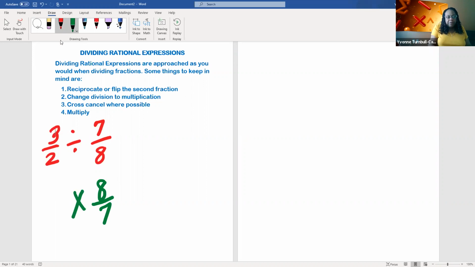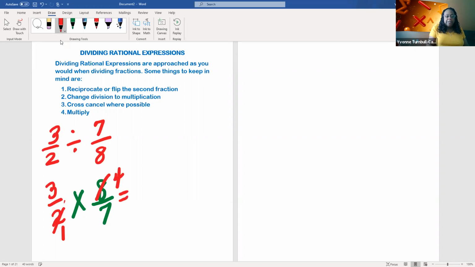My first fraction is still going to be 3 halves. So here I'm just demonstrating the changes that were done are in green and the original is still in red. I'm now going to cross cancel. I'm going to look diagonally, my 2 and my 8. 2 is an even number, and according to the divisibility rules, 2 can be divided into any even number. So I'm going to divide 2 into itself, which gives me 1. I'm going to divide 2 into 8, which gives me 4.